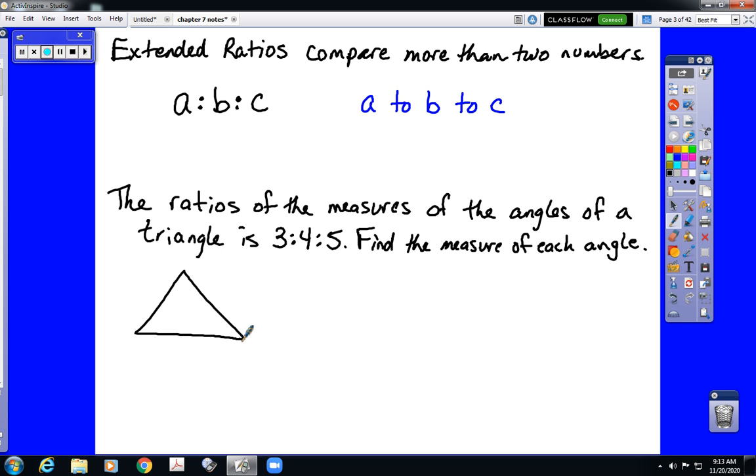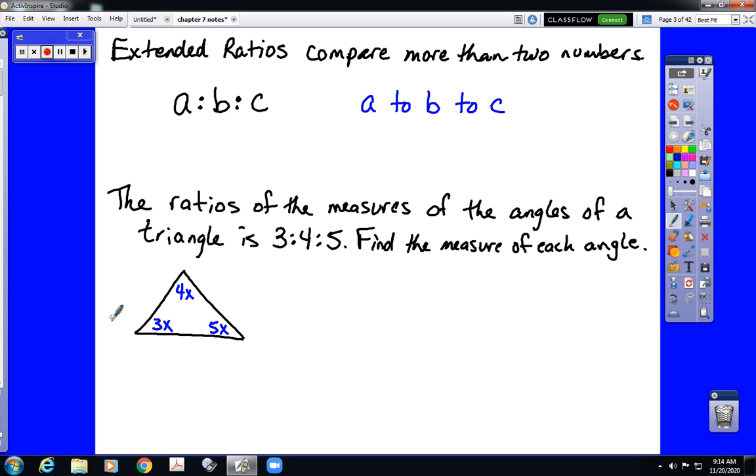Now we do not know the measures of the angles in that triangle, but we do know that they are in the ratio 3 to 4 to 5, which means one of the angles is 3 times some variable. We're going to use x because that's the one that most students are comfortable with. One angle is 4 times x, and one angle is 5 times x. Now, if you've been working through this book in the order that it's intended to be worked through, you've done 1,000 of these problems in chapters 3 and 4. Well, actually, it's chapter 4 mostly.